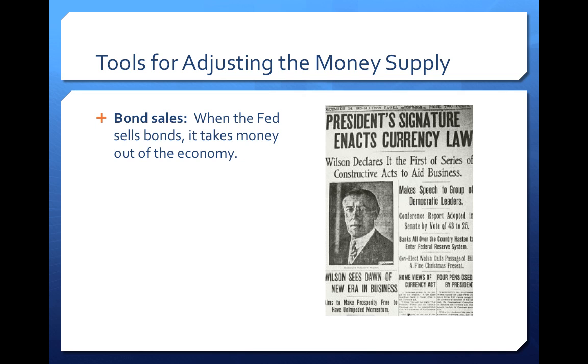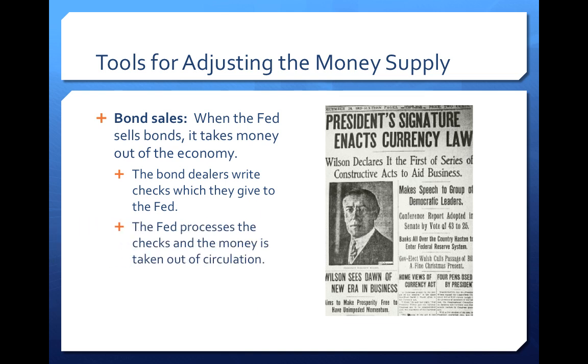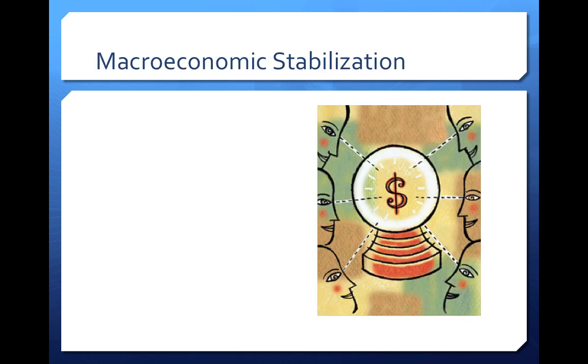Bond sales: when the Fed sells bonds, it takes money out of the economy. The bond dealers write checks that they give to the Fed, and the Fed processes the checks and money is taken out of circulation. Okay, the goal of monetary policy is what is known as macroeconomic stabilization, to keep a stable money supply so that we don't have wild fluctuations in the economy.